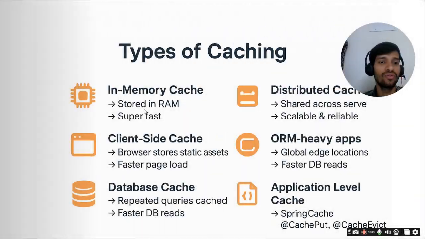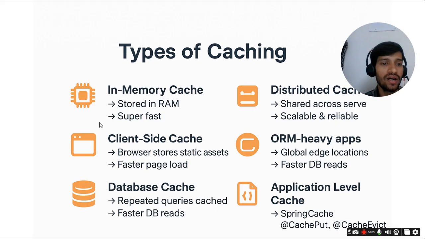Next, distributed caching. Imagine you and your team or colleagues share a single Google Drive folder, and all of you can access and update it from different locations. This is distributed caching, sharing across multiple servers. When your application runs in multiple instances, and you want persistence and high scalability, you can use Redis, Hazelcast, and Memcached for caching.